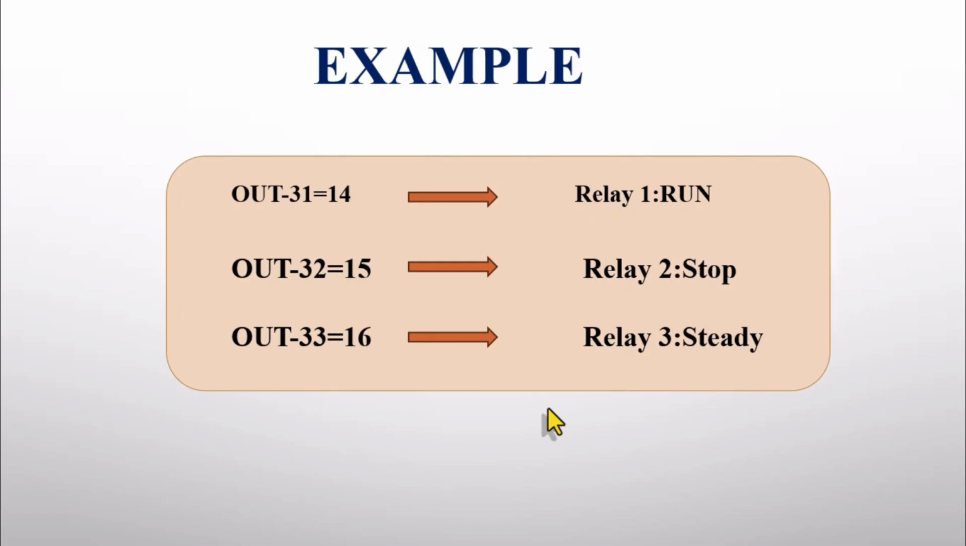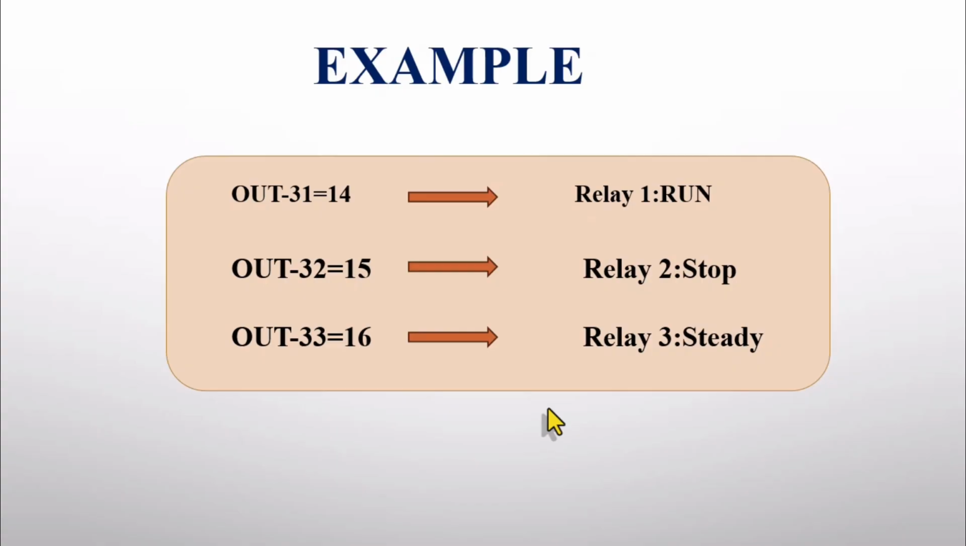Alright, in this tutorial video, we're going to work through an example together. We're going to set out 31 to the value 14. As we said, this relates to relay output 1, and if we set it to 14, that means we're setting it to the run option. Relay output 1 will be activated as soon as the inverter starts running.